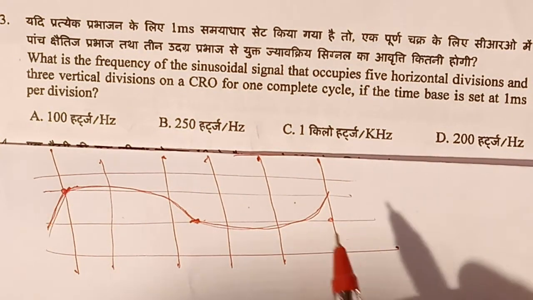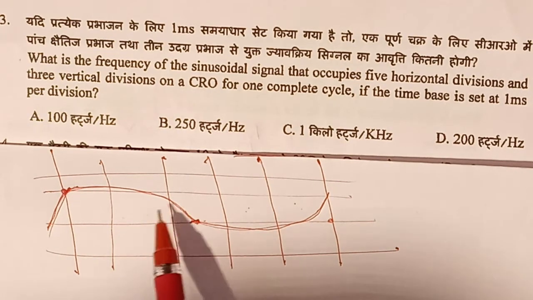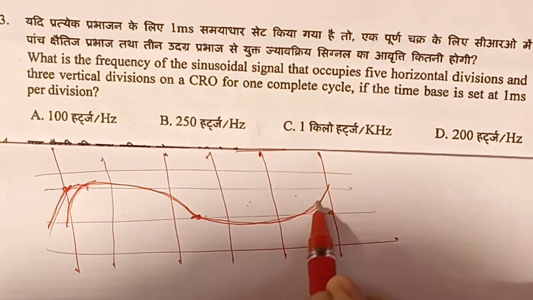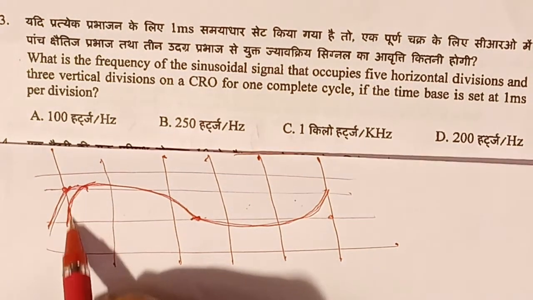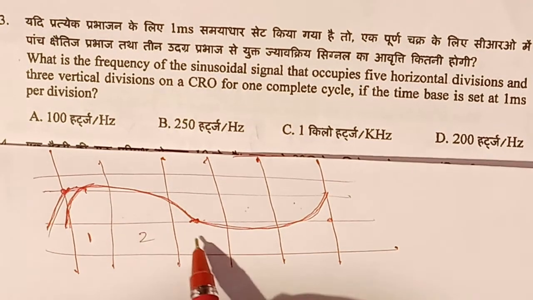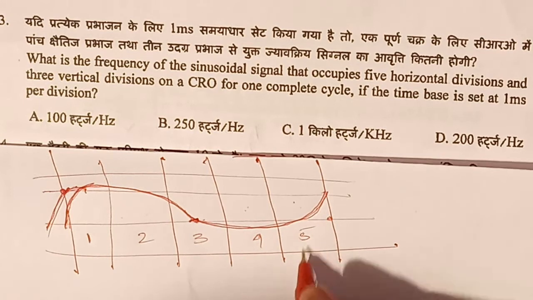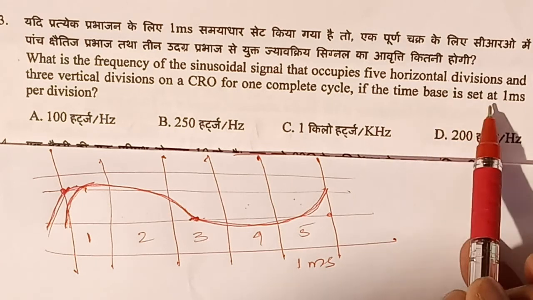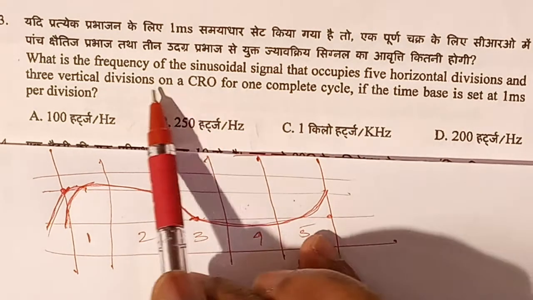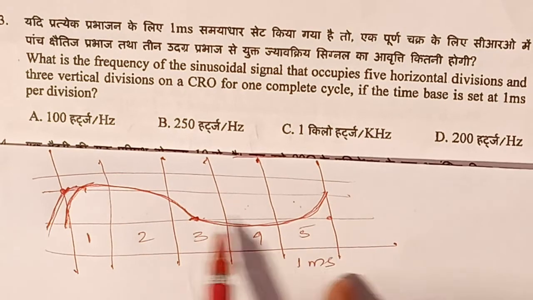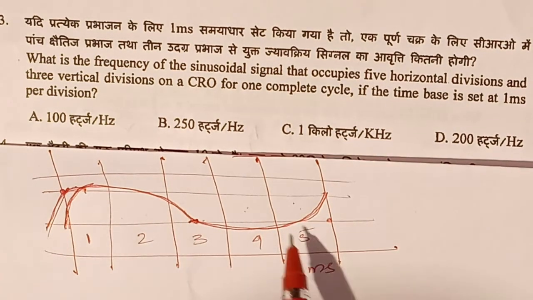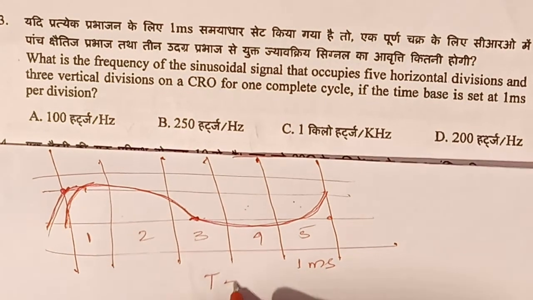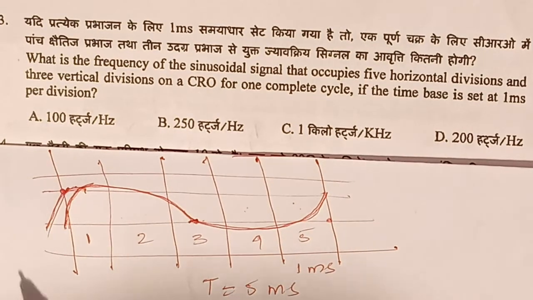So each division, 1, 2, 3, 4, 5. This signal is completing a full cycle over 5 divisions, and each division is 1 millisecond. So the question is, the time base is set to 1 millisecond per division. What is the frequency of this sinusoidal wave? Now how many divisions is it occupying? 1 millisecond, 2, 3, 4, 5 milliseconds. Total 5 millisecond, T equal to 5 millisecond.